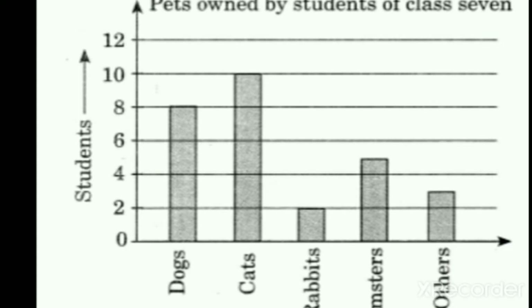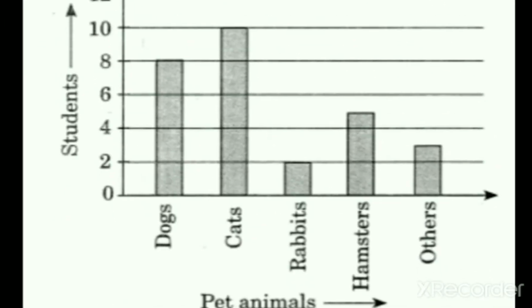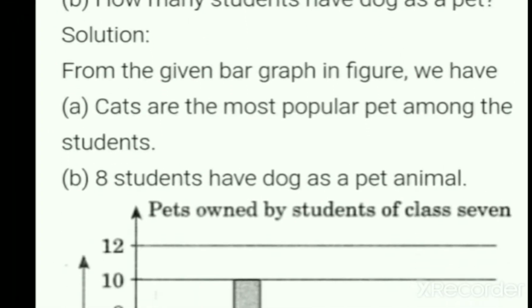Clear? Now next question, how many students have dog as a pet? You can see dogs. How many students have dog as a pet? The bar is at 8, so it is 8 students. So 8 students have dog as their pet animal. Clear children? So this is the way we answer questions from a bar graph.